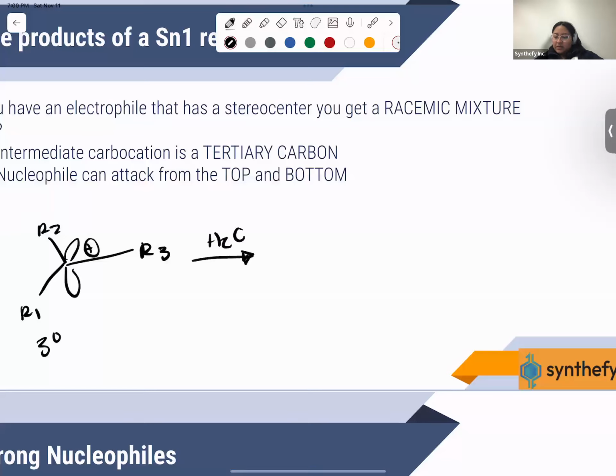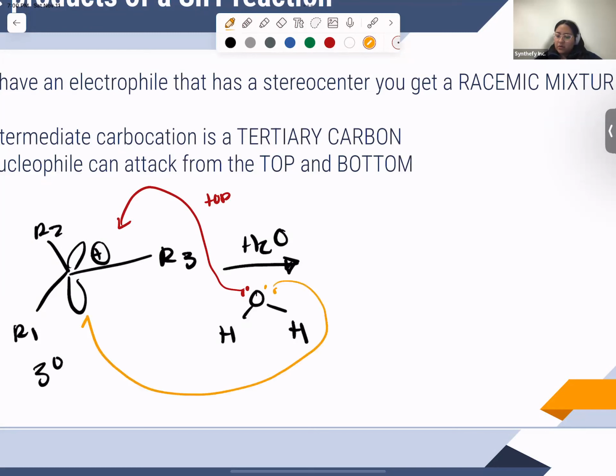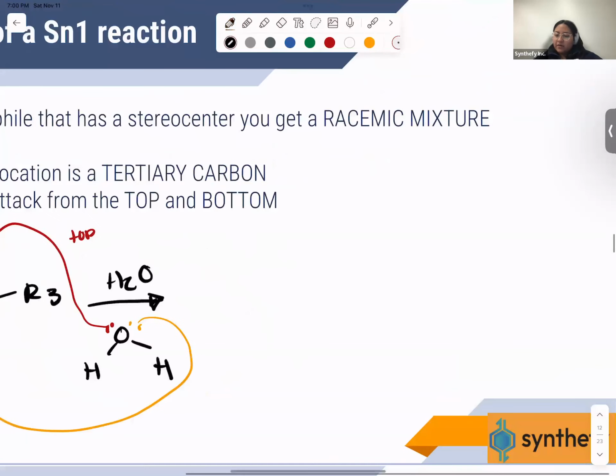So let's say this happens in solvolysis conditions, meaning again, water is your nucleophile. Now let's use R, and yeah, let's start with R. Well, again, you can attack from the top. It can also attack from the bottom. And because of that, we get 50-50.